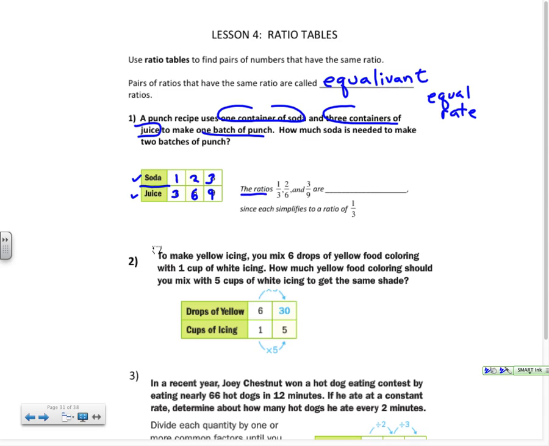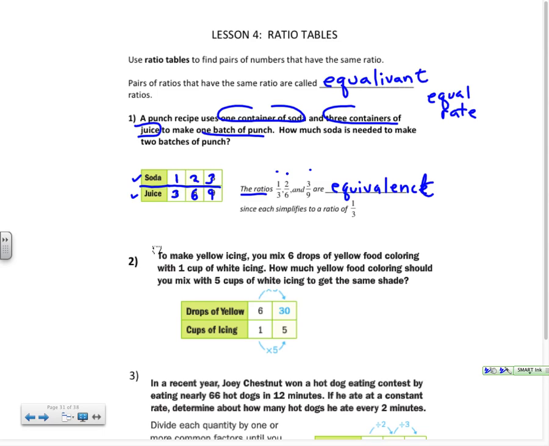and 3 containers of soda would require 9 containers of juice. These are ratios because you're comparing 2 different quantities. And the ratios of 1 to 3, 2 to 6, and 3 to 9 are equivalent. They are equal, since each simplifies to a ratio of 1 to 3. Equivalent.